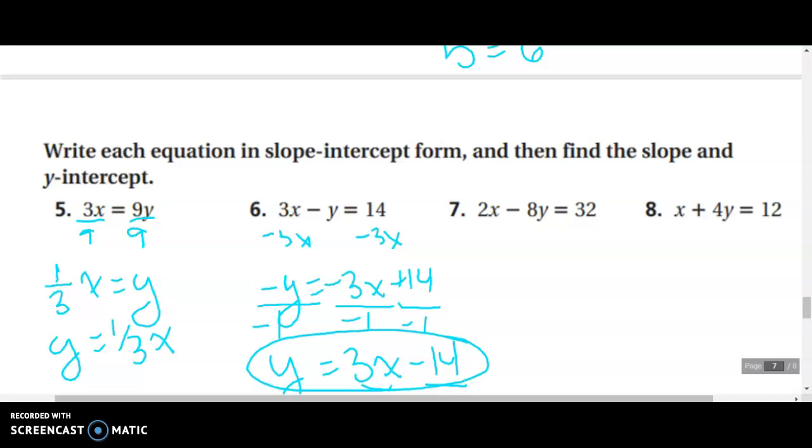Okay, you can do these last two on your own. I will give you what the answers are, so that way you can check to see if you get it. Number 7 should turn into y equals 1/4 x minus 4, and number 8 becomes y equals negative 1/4 x plus 3.